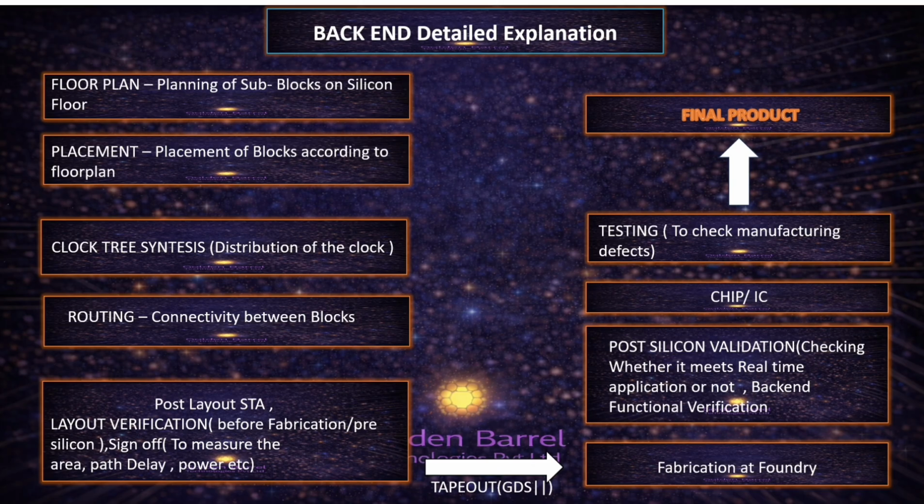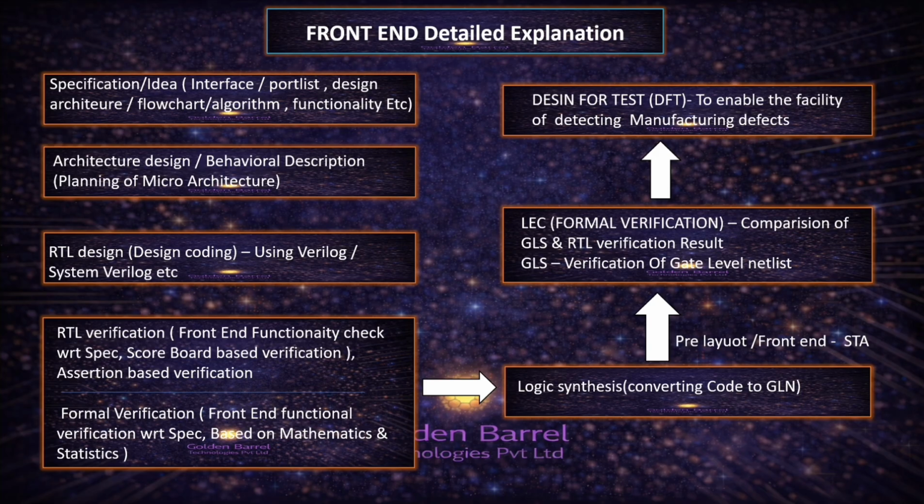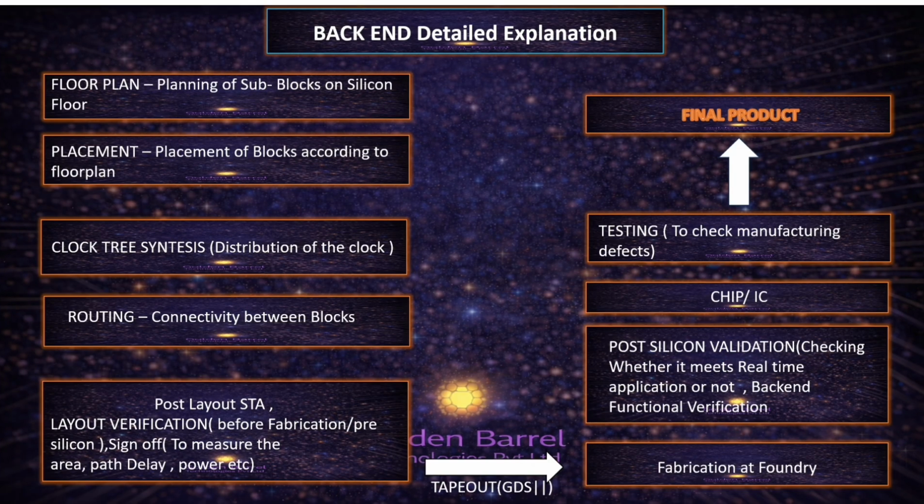Then after sign off, we need to send the GDS2 file to the foundry for fabrication. Sending GDS2 to the foundry is nothing but the tape out process. Then after fabrication, there will be post silicon validation. This post silicon validation is also like a functional verification, but this is a back-end functional verification. We already discussed front-end functional verification here. But what is the difference? Which is most important?